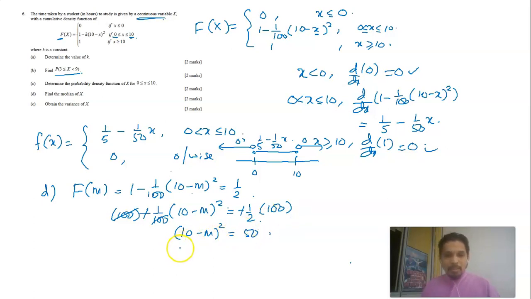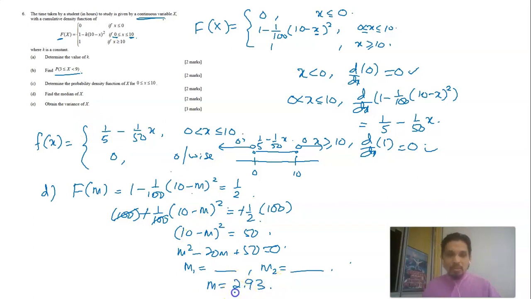So then, expand and simplify this, it gives you m squared minus 20m plus 50 equal to 100. So you will get two values of m, m1 and m2. Okay, but there's only one value of m that is reliable for this one here now, where m equal to 2.93, because this value lies in between 0 until 10.